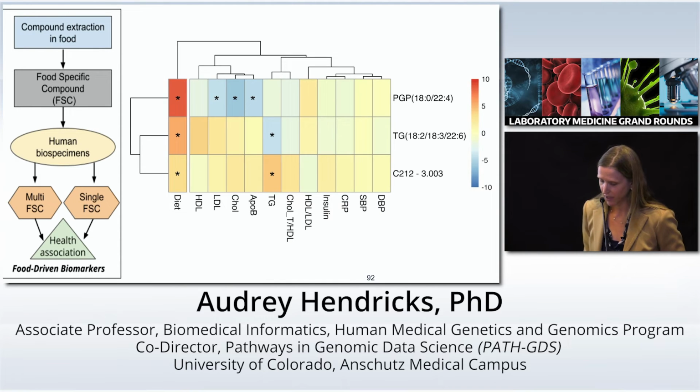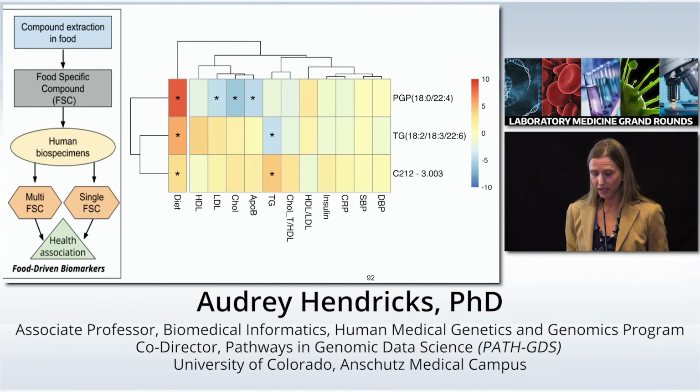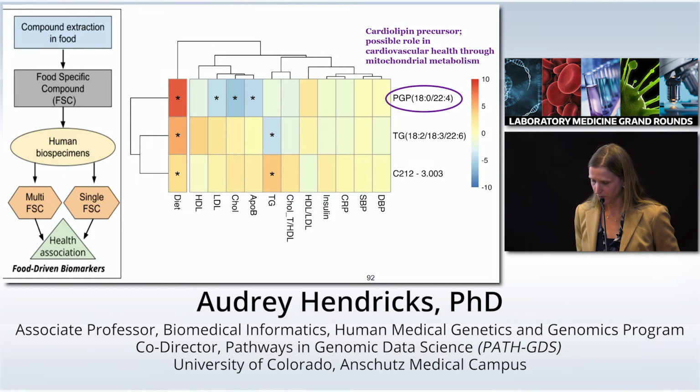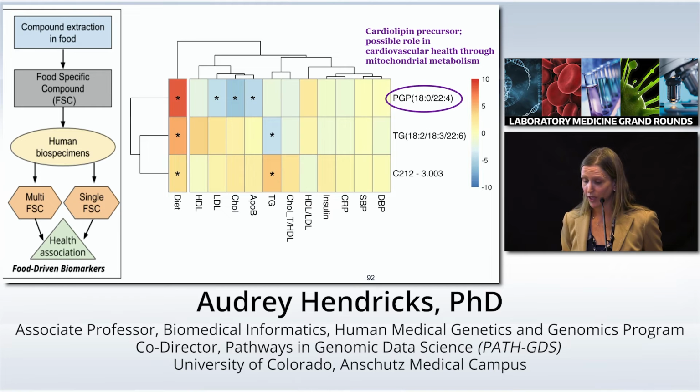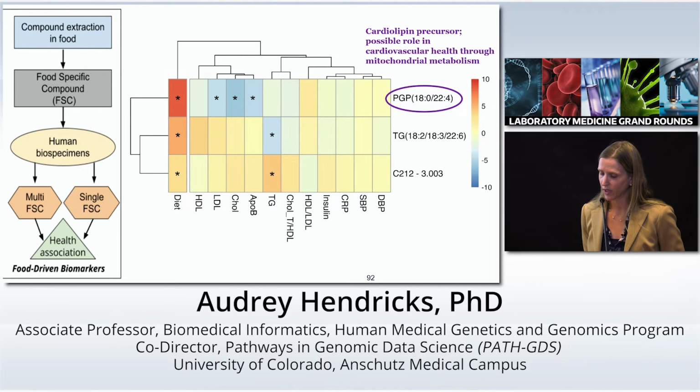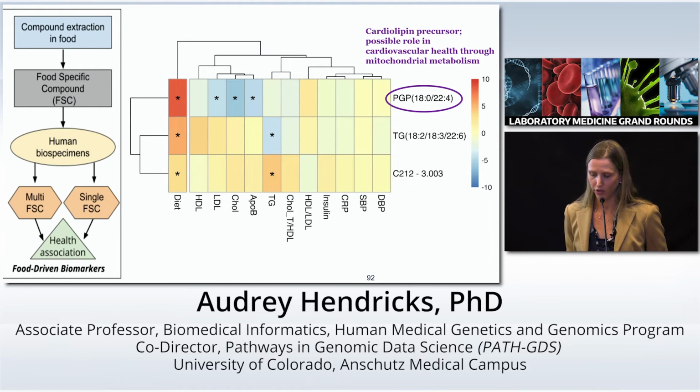I want to focus in on 3 compounds that both significantly changed over diet and had a significant association with change in health indicator. This first one is most interesting because it strongly increased over diet, and it has a strong association with what we would consider a beneficial change in health indicator, lower cholesterol. This particular compound is a cardiolipin precursor with a possible role in cardiovascular health through mitochondrial mechanism.